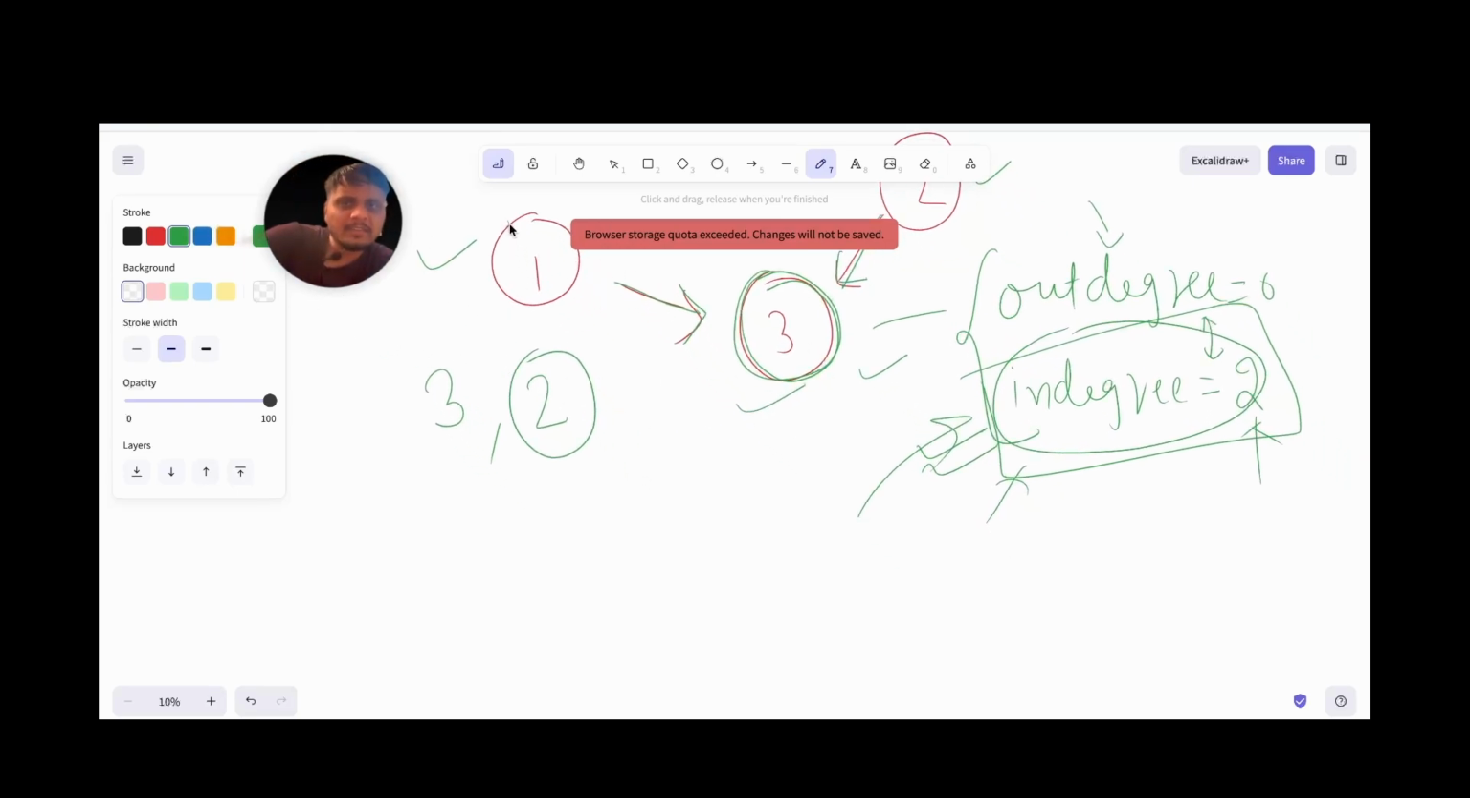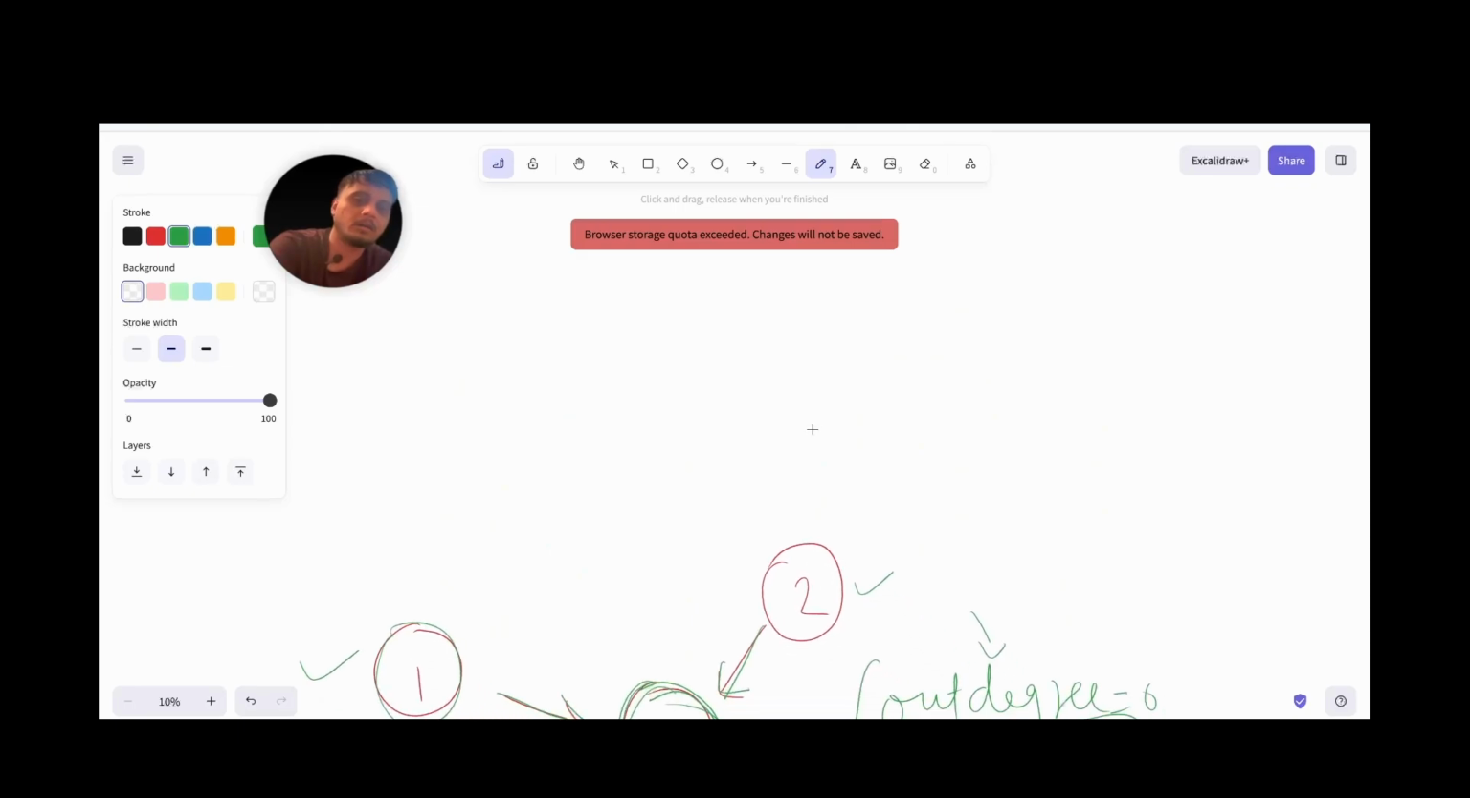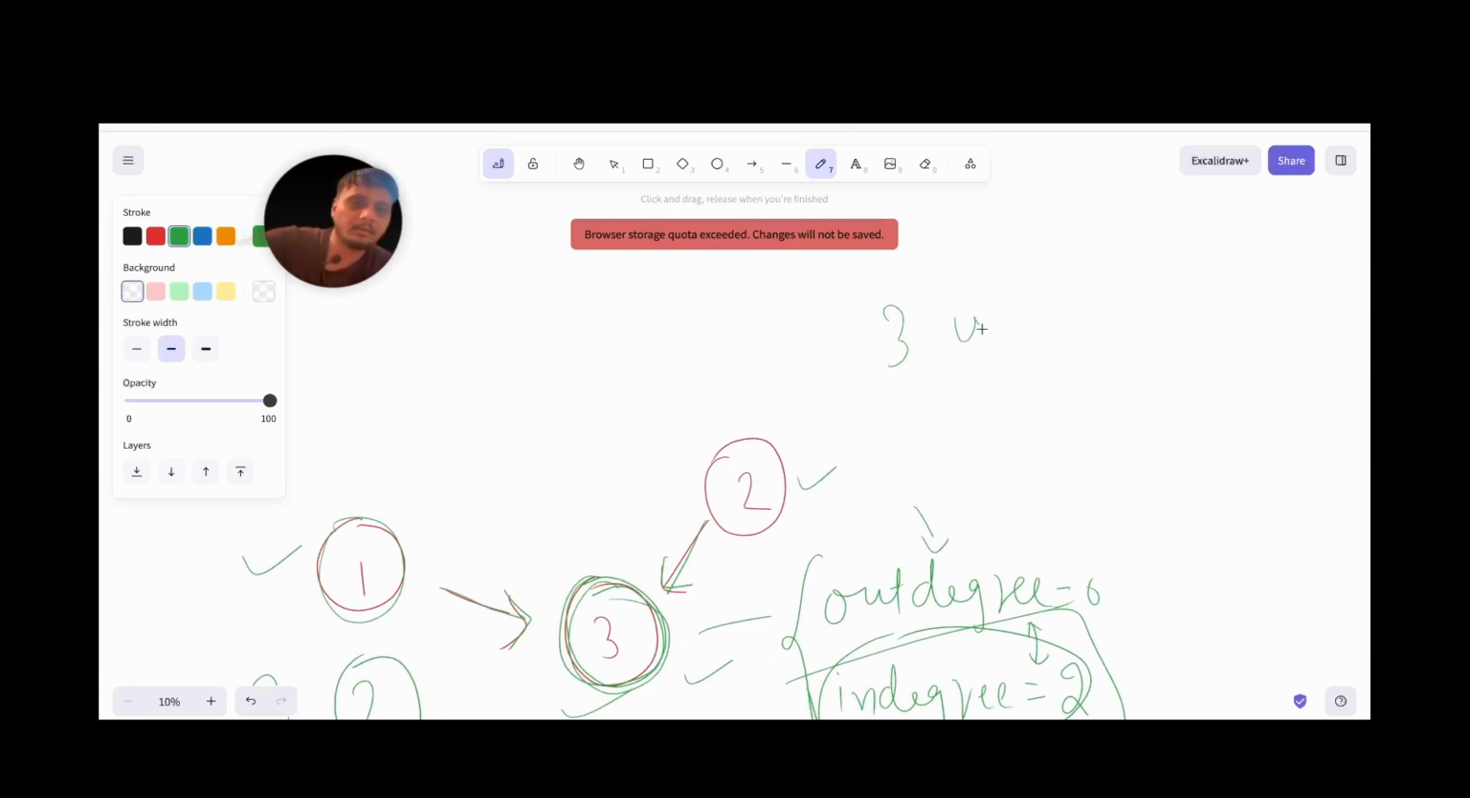तो इसकी in degree कितनी है? 0 है. इसकी in degree कितनी है? 0 है. 3 की in degree कितनी है? 2 है. So for the town judge selection, we can say 3 is the town judge. 3 is the town judge. ठीक है.